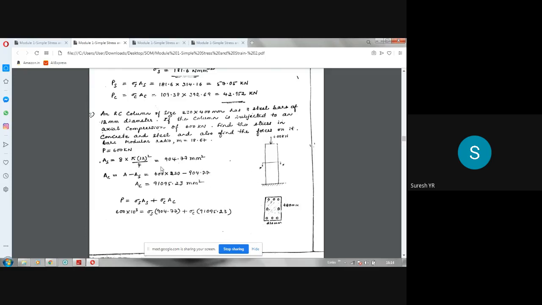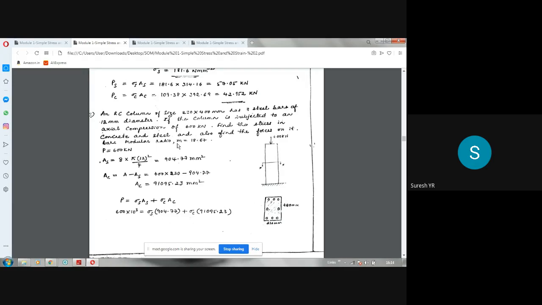So once you know the areas, now use the same equilibrium condition. Sigma S AS plus sigma C AC is your P. So sigma S and sigma C are the unknowns here: stress in steel and stress in concrete. Here he has given the modular ratio.